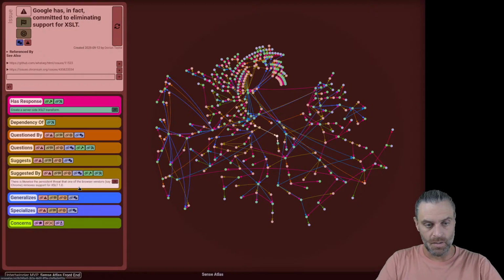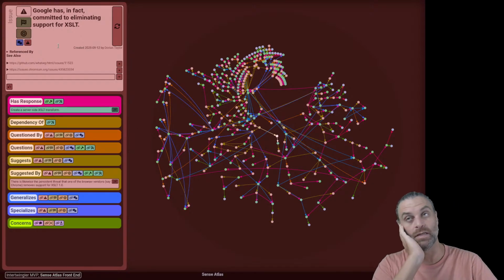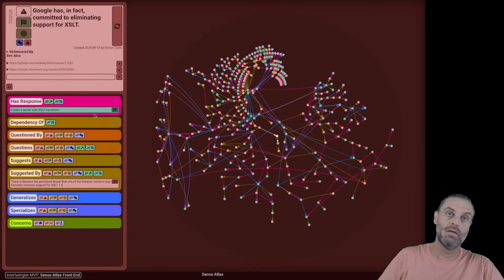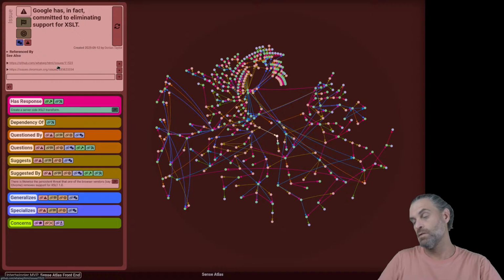Basically, the situation is all this front end is done in XSLT for reasons. And Google is basically going to kill XSLT out of Chrome. It's because there's a security bug in libxSLT, and nobody wants to fix it. So they went to the WhatWG and said, let's just kill this. They had a sort of fake request for commentary. Everybody said, don't do it. They said, well, we are already doing it.